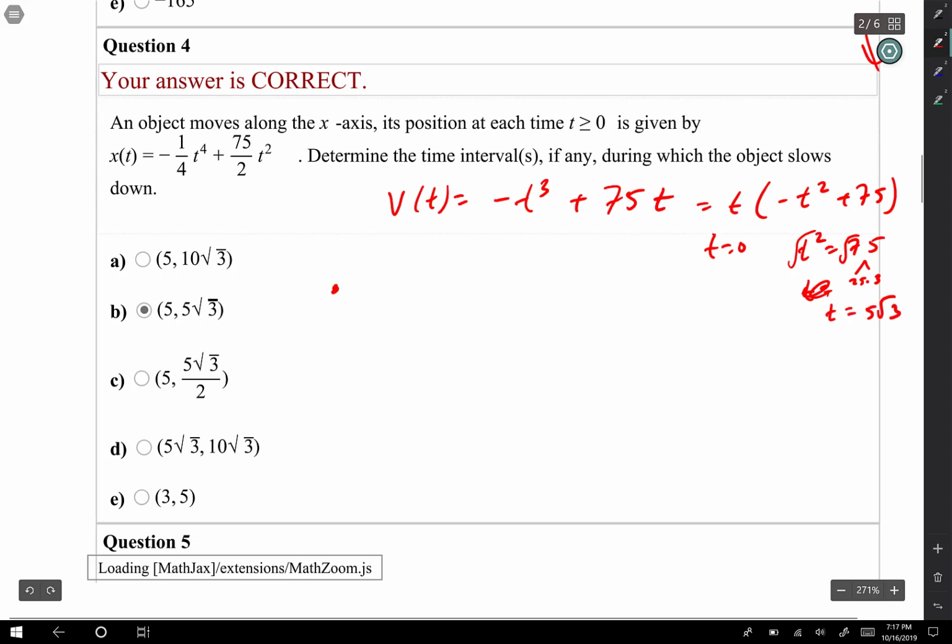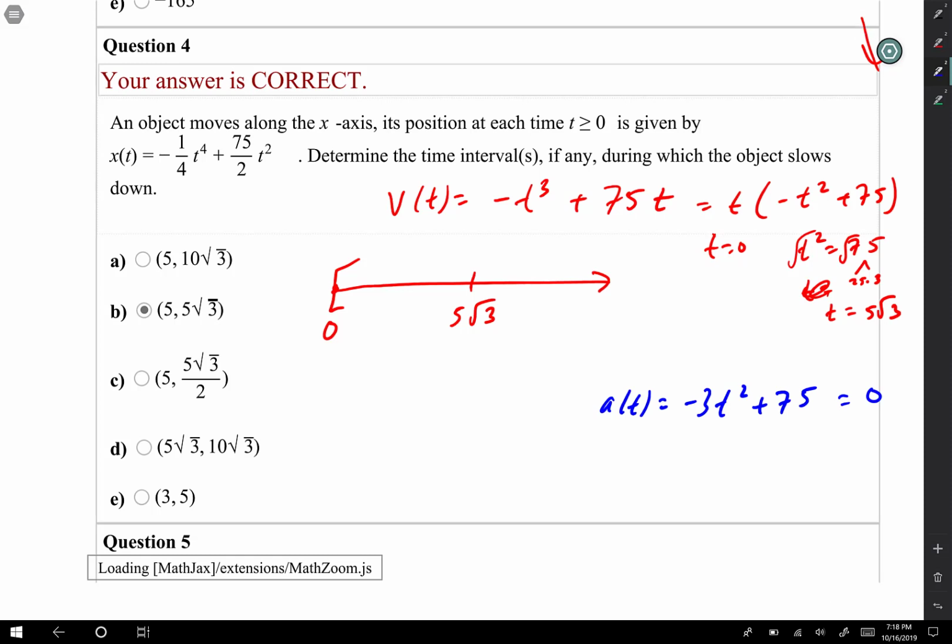So here's my number line for velocity. And my only critical numbers are 0 and 5 square root of 3. All right, so now let's do acceleration. I'm going to do that in blue, guys. Acceleration, a of t, is equal to negative 3t squared plus 75. I'm going to set that equal to 0, so that's where the sign change is going to happen if there is.